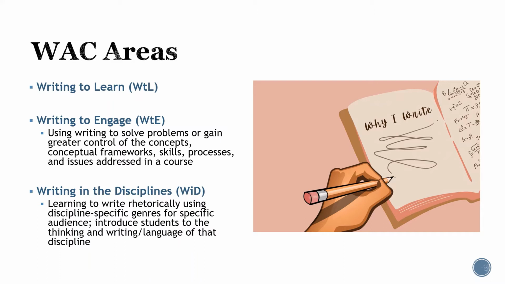Writing to engage and writing in the disciplines, these types of assignments will probably be a more significant portion of students' grades. So a writing to engage activity in my course, an English course, would be a synthesis paper, where I ask students to read articles that present multiple perspectives on a topic, and then to synthesize that information, to find similarities and differences in perspectives, and to connect that knowledge with the student's own prior knowledge of the topic.